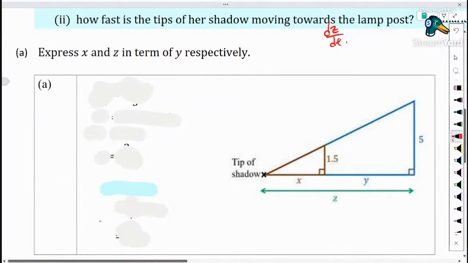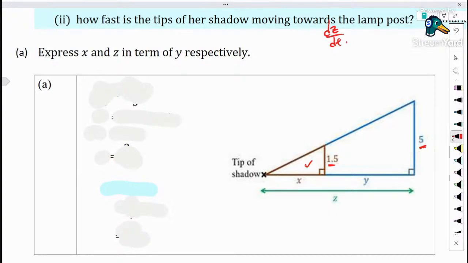Based on the summary of the diagram just now, I can form two right angle triangles, the smaller one and the larger one. The 5 here is a constant value, always maintained as 5 because this is the height of the lamppost. The lamppost doesn't grow, so it always stays at 5 meter. 1.5 is the height of the little girl. The girl doesn't change in height while walking, so it is also maintained as 1.5. Then x, y, and z are the distances that we discussed just now.